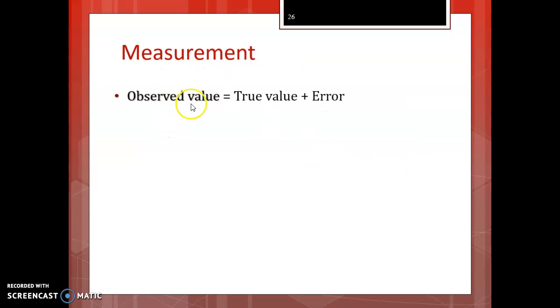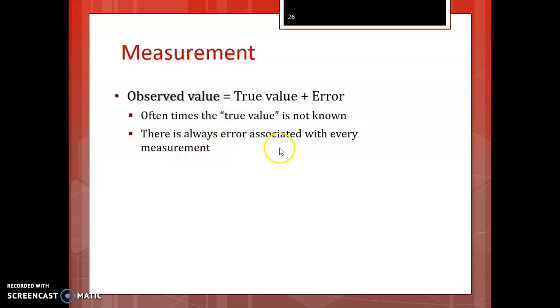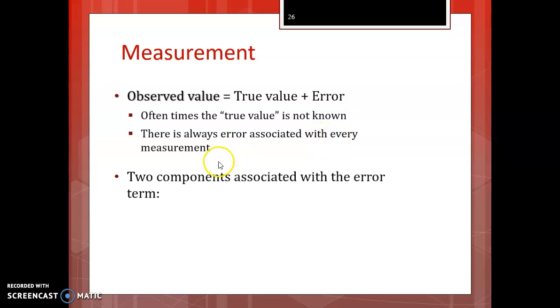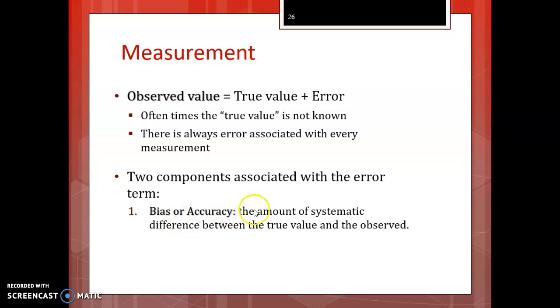Your measurement: your observed value equals your true value plus your error. Oftentimes the true value is not known. There's always an error associated with every measurement. Two components are always associated with errors. Remember this: bias, or accuracy, is the difference between the true value and the observed value, important in calibration, or when you're not sampling correctly, maybe.